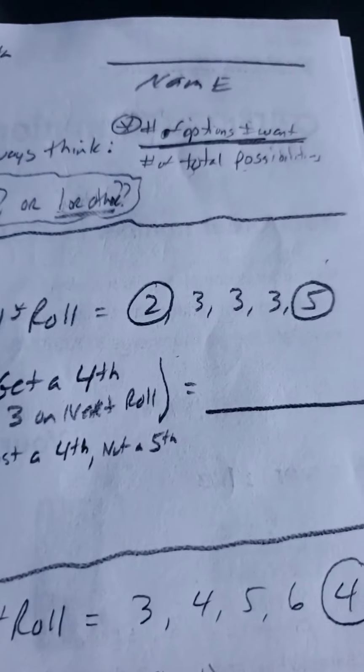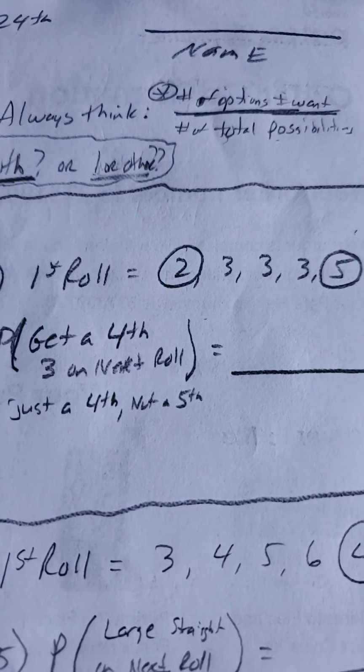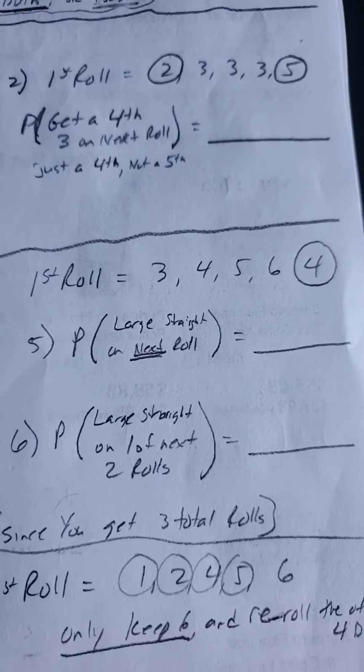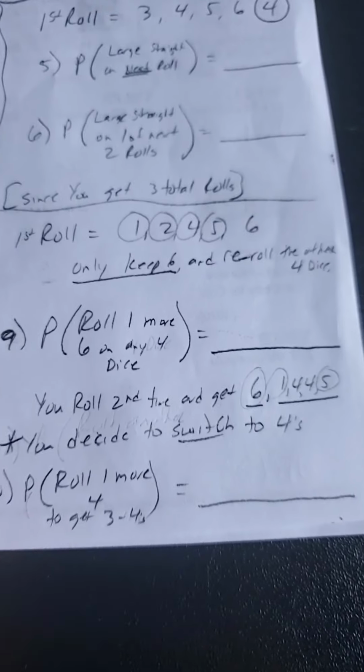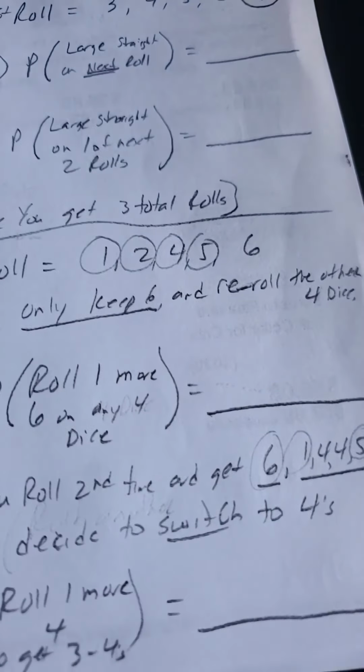Your assignment is going to be the right side. Remember, circled means I'm going to re-roll those 2 dice. Questions 5 and 6. And questions 9 and 10. 9 and 10 is a little more difficult. You've got to read through it carefully.